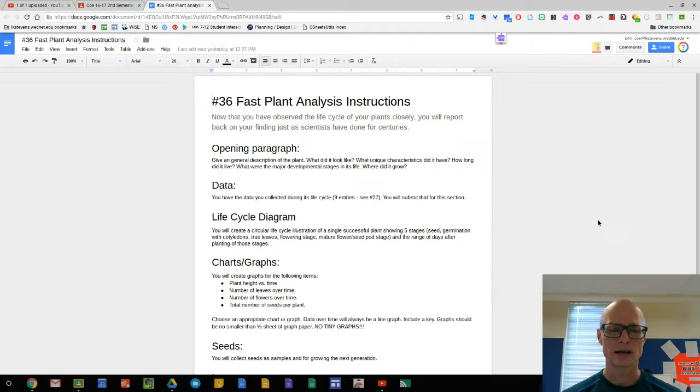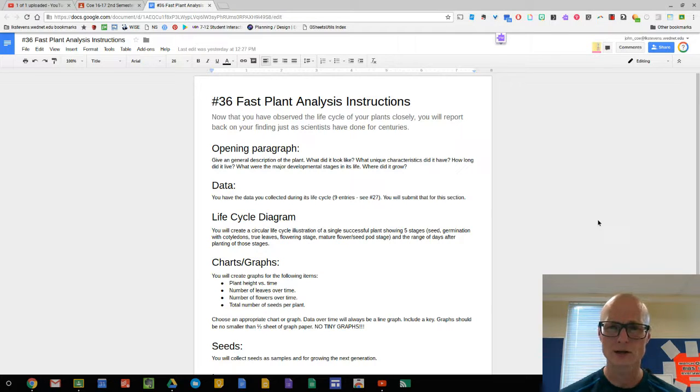Charts and graphs. I ask for 3 graphs. And the last one here, the total number of seeds per plant, can just be a table, or you could do it as a bar graph if you want to. But plant height, number of leaves, and number of flowers over time, there's really only one form of chart or graph that works in this case, and that is a line graph. You might choose to do multiple line graphs because I want every plant you've grown represented on the graph.